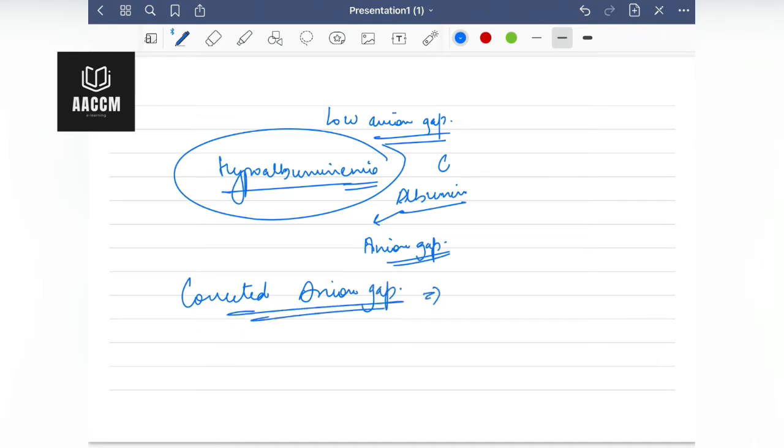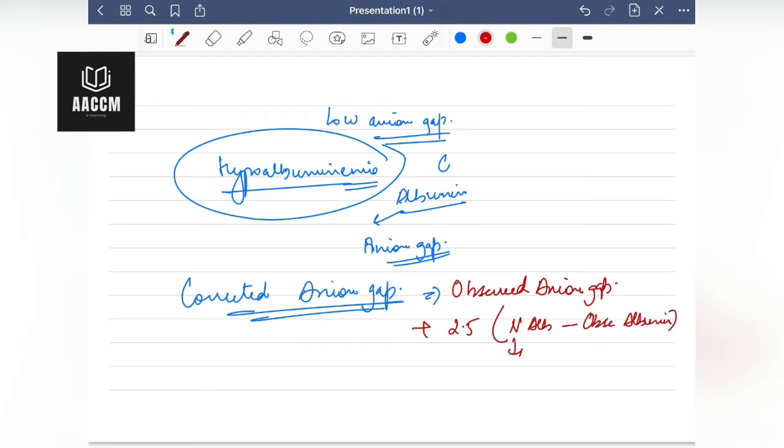which can again be calculated by a very simple formula, that is observed anion gap plus 2.5 times the normal albumin minus the observed albumin. The normal albumin here is taken as 4.4.